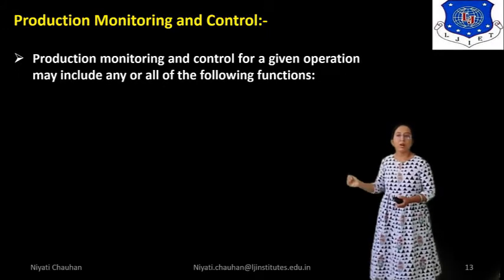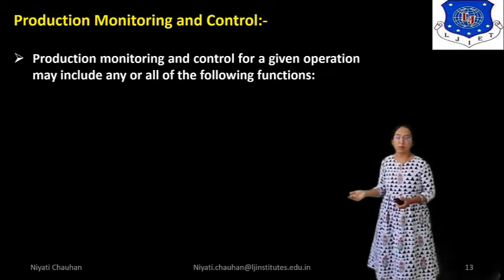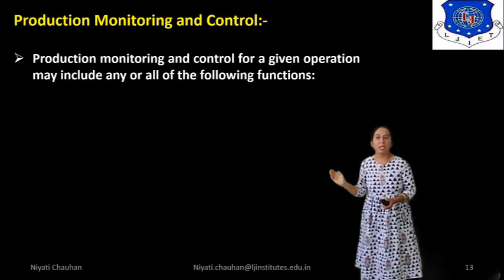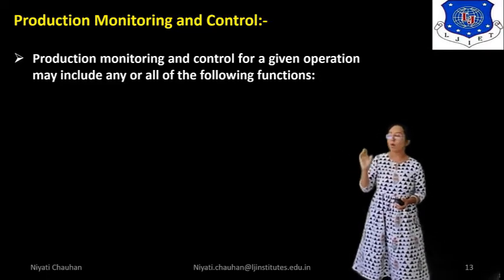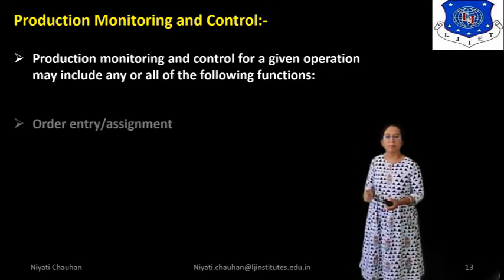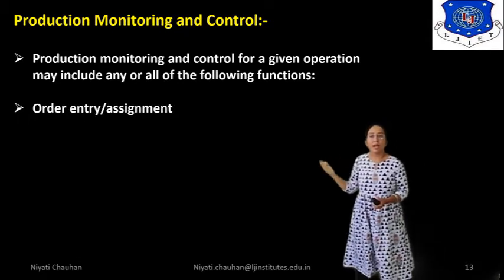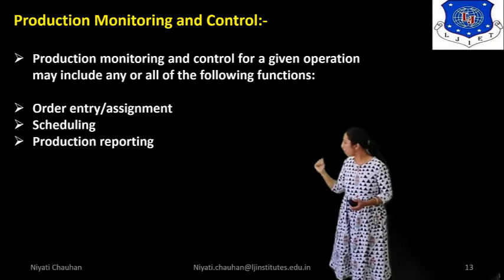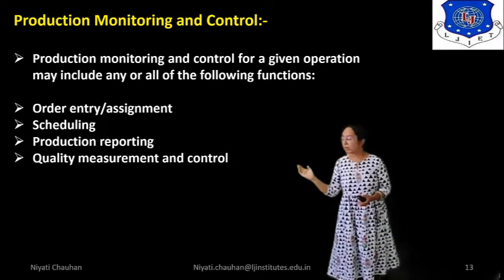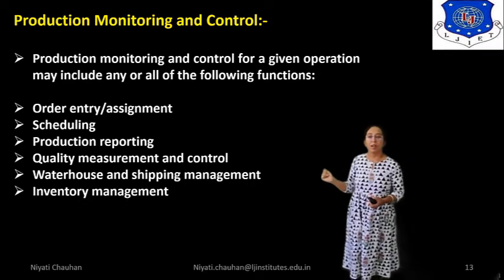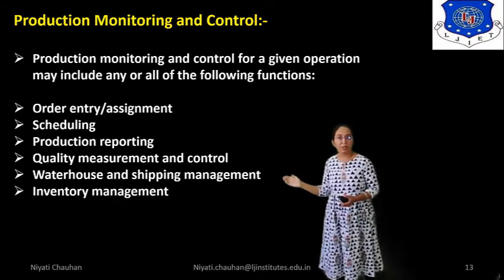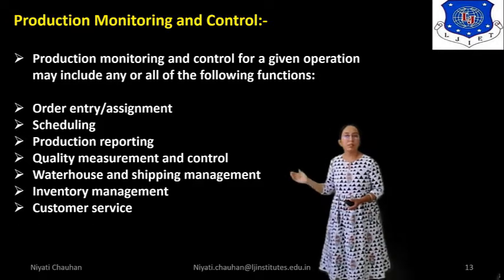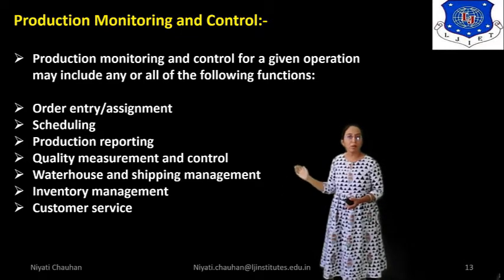Thereafter, next is production monitoring and control. Production monitoring and control for a given operation may include any or all of the following functions. First, order entry, assignment, then scheduling, production reporting, quality measurement and control, warehouse and shipping management, then inventory management, customer service. So these are production monitoring and control functions.